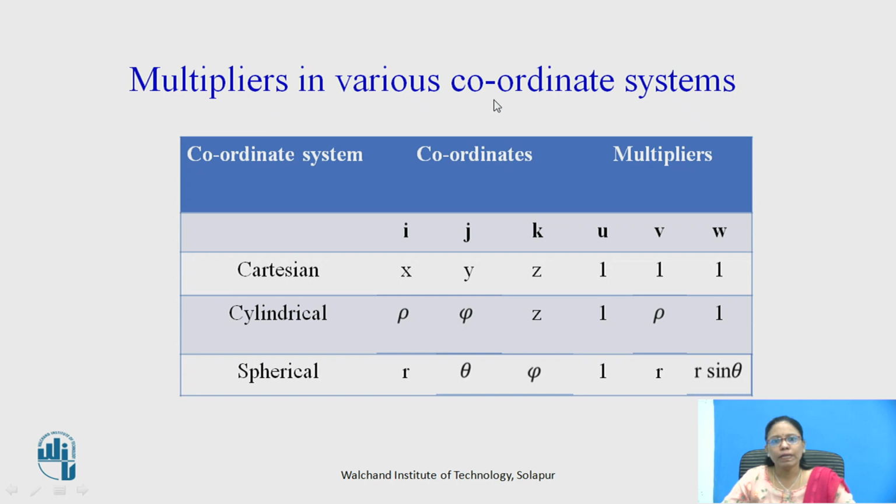These are the multipliers in various coordinate systems. On this side there is the coordinate system. These are the coordinates which are written as IJK. These are the multipliers which are written as UVW. In Cartesian it is XYZ, multipliers are 1, 1, 1. In cylindrical, the coordinates are rho phi z and the multipliers are 1, rho, 1. In spherical, it is r theta phi and multipliers are 1, r, r sin theta.